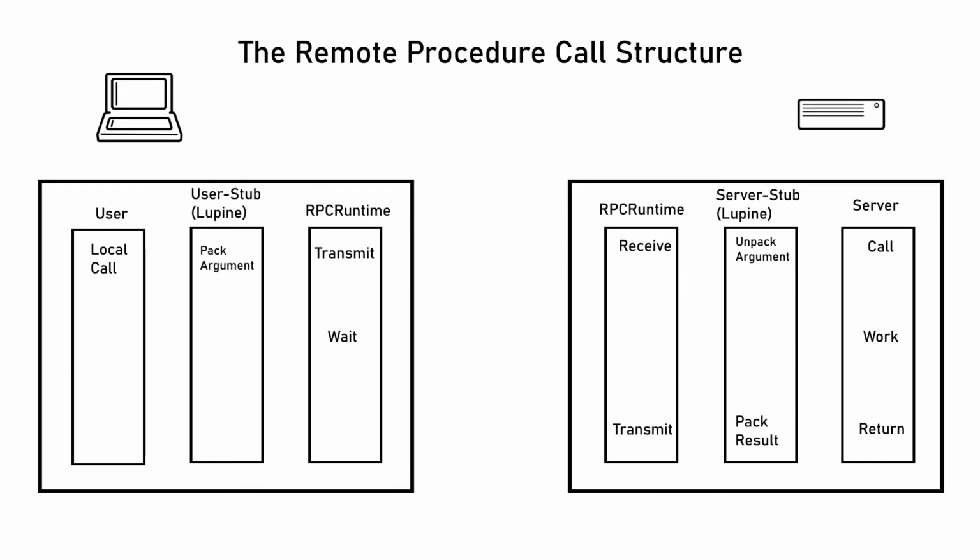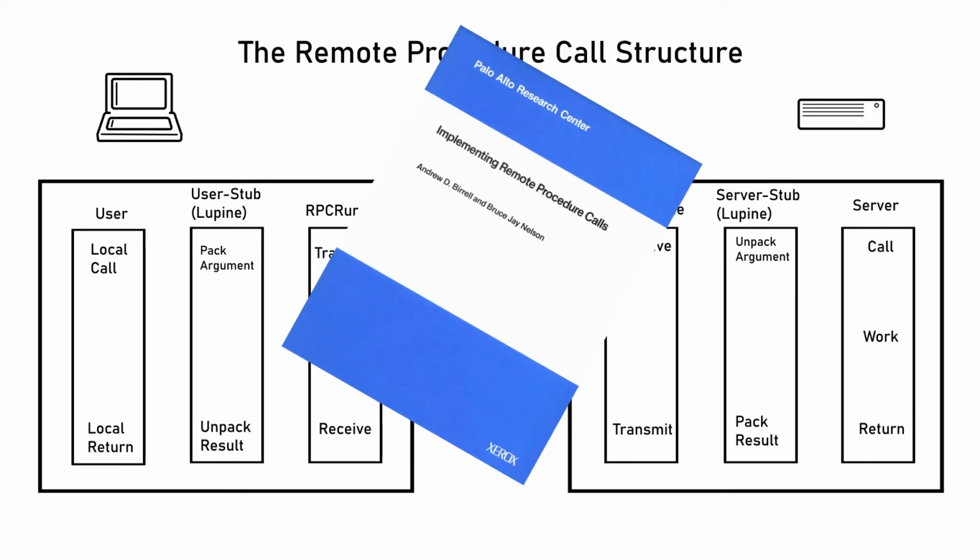At this point, if you remember back on the user side, the RPC runtime has been in a waiting state and listening for the returning package. The user RPC runtime accepts the package, sends it to the stub for unpacking via Lupine, which in turn hands the result back to the procedure. The procedure sees this as an almost identical result to a local return. So that's it. That's RPC in a nutshell, and the implications of this are huge.